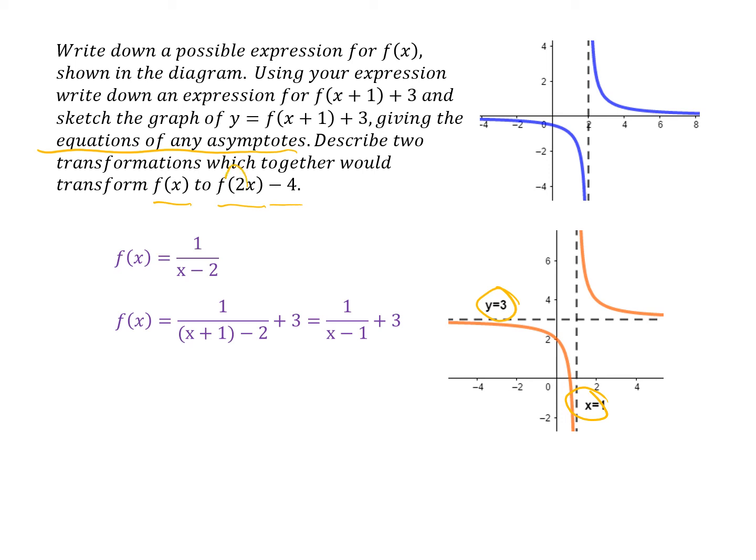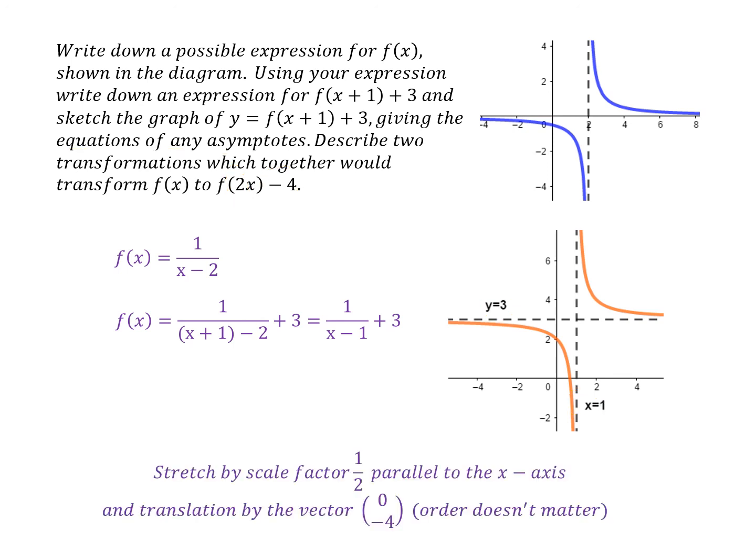So we've got this transformation here which is affecting the x values, and that's going to be multiplying all of the x values by a half. This is affecting the y values, so it's going to be subtracting 4 from all the y values. So the two transformations are a stretch by a scale factor of a half parallel to the x-axis, and then a translation by the vector 0, minus 4. And because the first of these transformations is affecting the x and the second affecting the y, we could switch those around. The order doesn't actually matter.